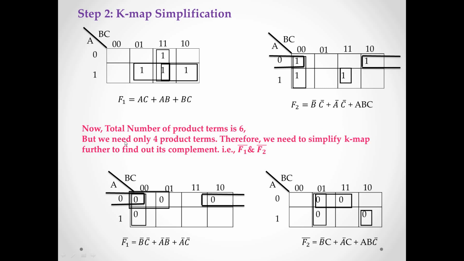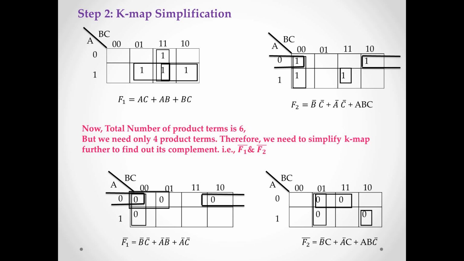But in the given problem, we need only 4 product terms, so we have to simplify. How to simplify? We have to find the complements of F1 and F2, and how to find the complements is very simple. The left out boxes are nothing but the zeros, that is, the maxterms. So we find the K-map for the maxterms, and that is called the complement of F1.